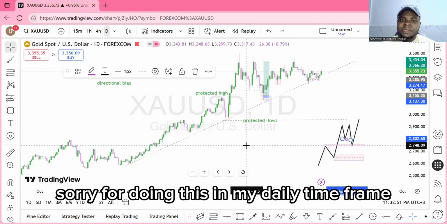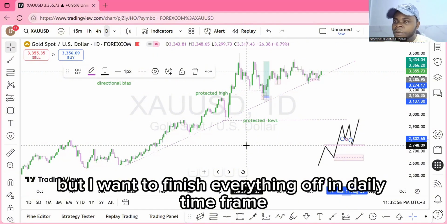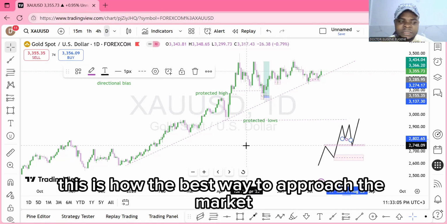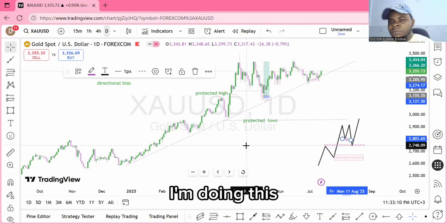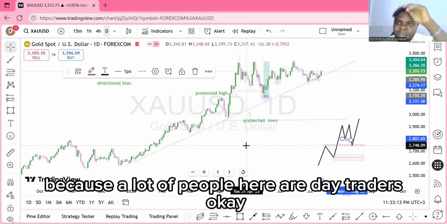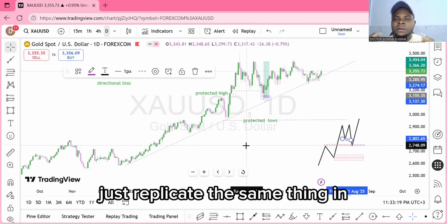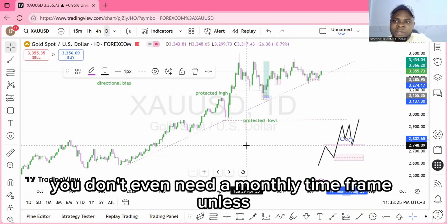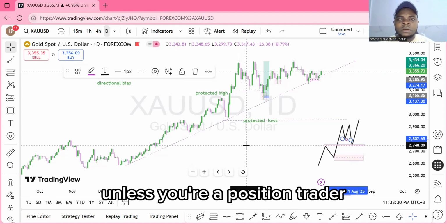Sorry for doing this in my daily time frame. I will still go down to the smaller time frame, but I want to finish everything up in daily time frame before moving to 4 hour, 1 hour, and 15 minutes. The reason is, this is the best way to approach the market. If you are a swing trader, I'm doing this because a lot of people here are day traders. Okay, so if you're a swing trader, just replicate the same thing in monthly and or weekly time frame. You don't even need a monthly time frame, unless you are a position trader.